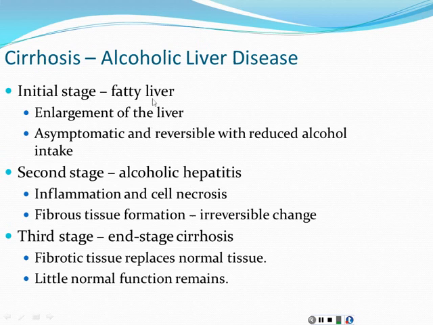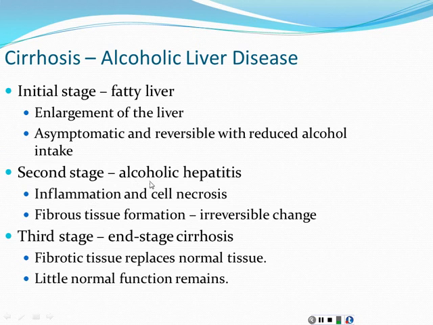So initially is the fatty liver stage. The liver is enlarged. It's asymptomatic and reversible. So this is the young alcoholic. The young alcoholic has changes to his or her liver, but those changes are reversible, but he or she doesn't know that there are changes to the liver. So this is where we could intervene medically, not medically, but we could intervene behaviorally, but a lot of times we don't know it's there yet.